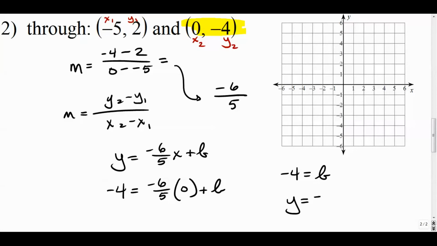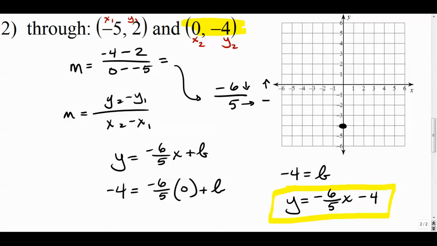So my final y equals mx plus b formula is negative 6 over 5 x minus 4. So that would graph like this. You'd go down 4, your slope is negative 6 over 5, that's down 6, right 5, or up 6 and left 5. So I'll go up 6, up to here, and left 5 over to here. And I would simply just connect those with a straight line.